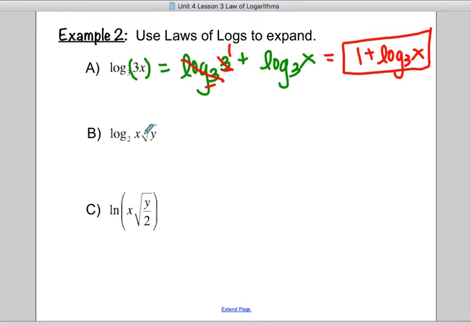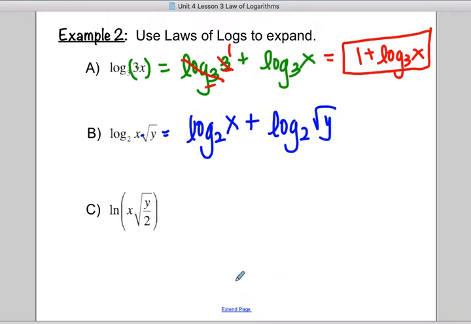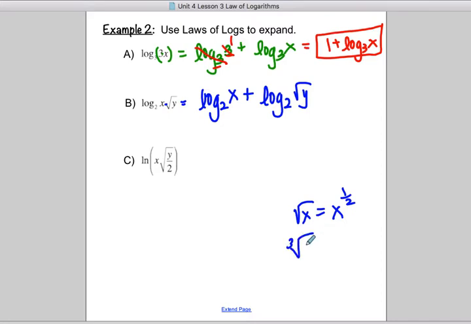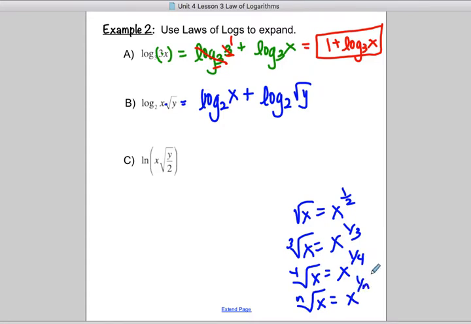All right, B, multiplication. We are expanding. We have log base 2 of x plus, because it's multiplication, log base 2 of the square root of y. Well, square root of y, we actually need to rewrite as the exponent. Every time you have a square root, something to note: the square root of x is really x to the 1/2. And just another reminder, the cube root of x is x to the 1/3. I could continue on. The 4th root of x is x to the 1/4, and essentially the nth root of x is x to the 1/n. So any of these forms, you can rewrite them as exponents.